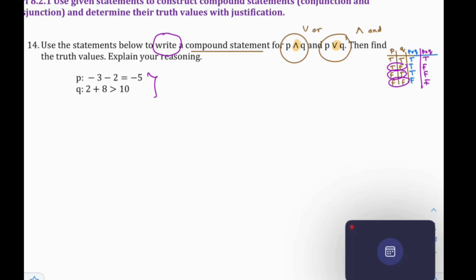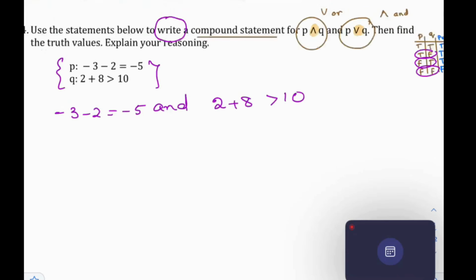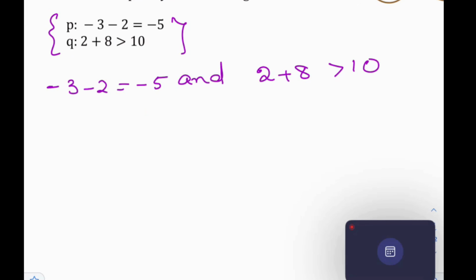So these are the statements given. I'm going to rewrite them and combine them with "and". So I will write -3 minus 2 is equal to -5, and 2 plus 8 is more than 10. So I have rewritten them. Then I will check whether each statement is true or false. Checking statement by statement.